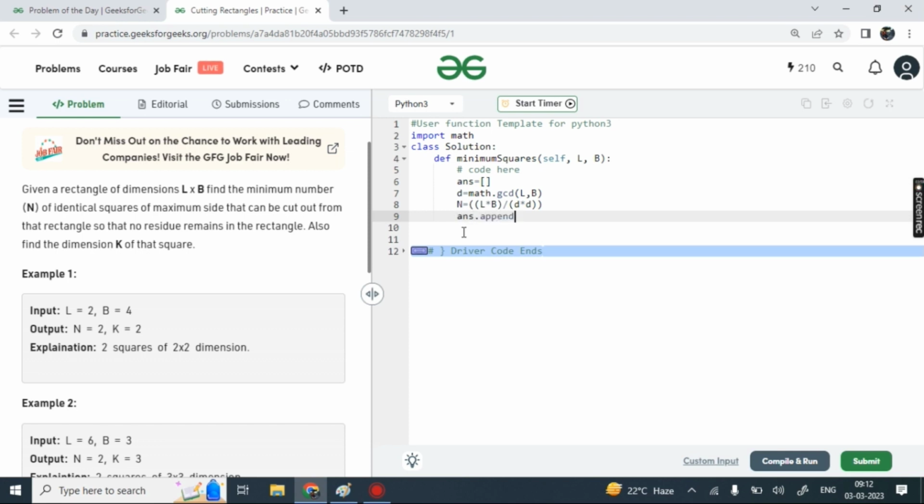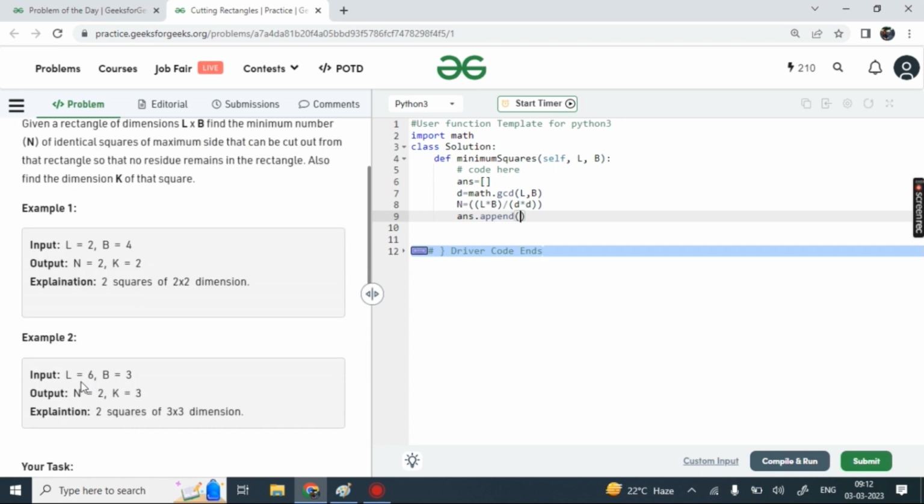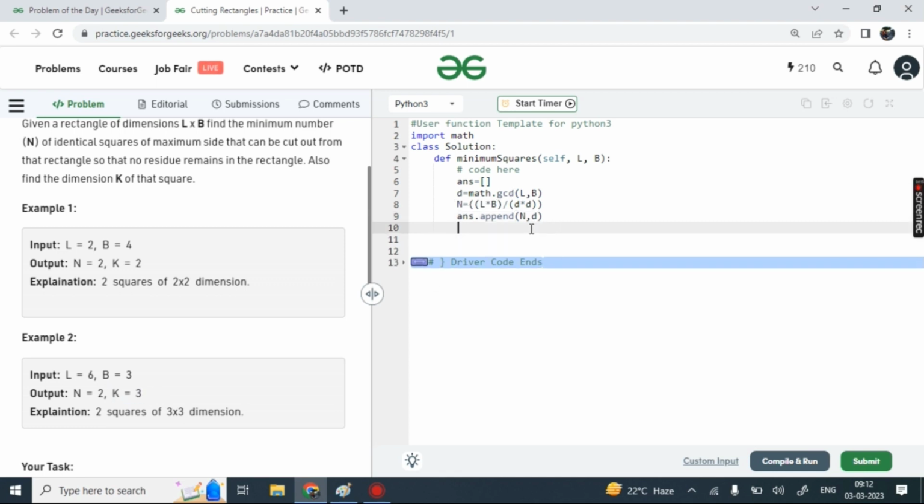So answer dot append. First we need to return n, the total number of squares, and then the dimension of that square. The problem mentions the dimension with a key, but here we are just considering it as d. Then just return the answer.